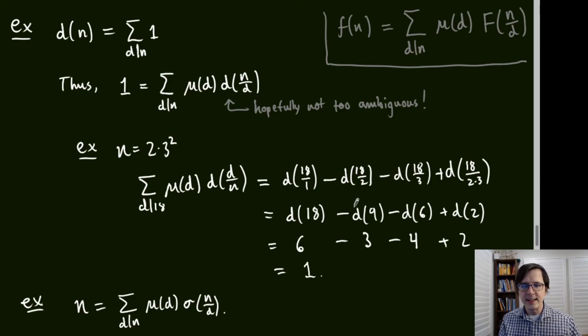So this is d of 18 minus d of 9 minus d of 6 plus d of 2, which we can calculate, and indeed we get 1, as expected. So that's great. The theory, I guess, stands up to an example.